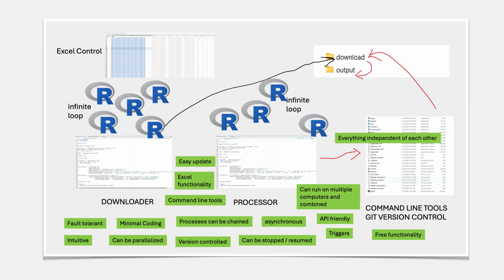The processes can be chained. So after output, you could have three more processes, and you just add more R code or Python code or any other thing, and the workflow will run. The processes are asynchronous, so no process stops the other process. It is API friendly, so I could write an API on top of it to control everything, triggers could be set up if certain conditions are met. Version control can be done. The code could be written to Git, etc.